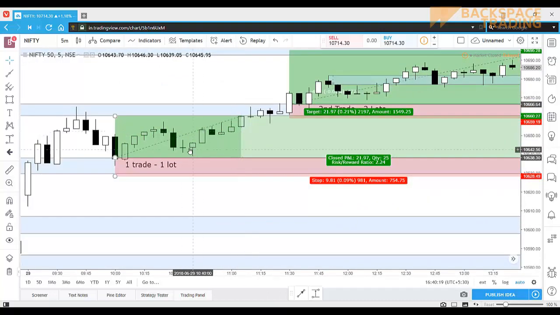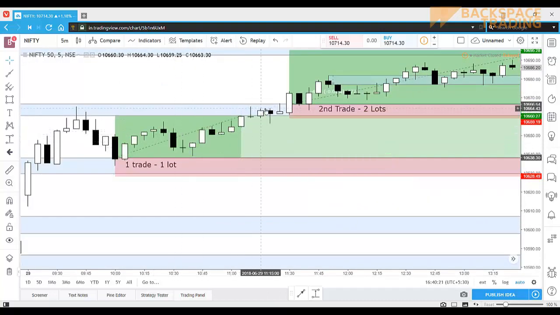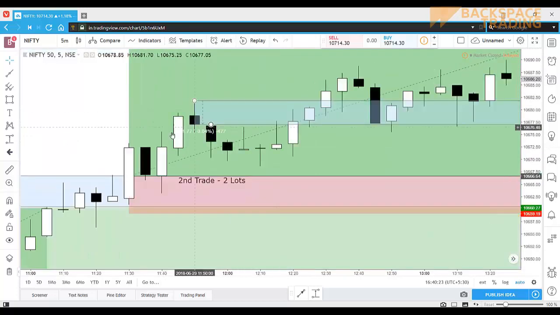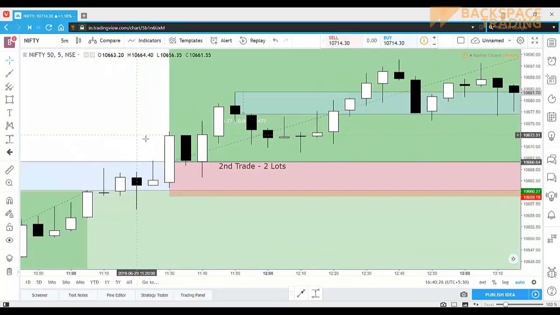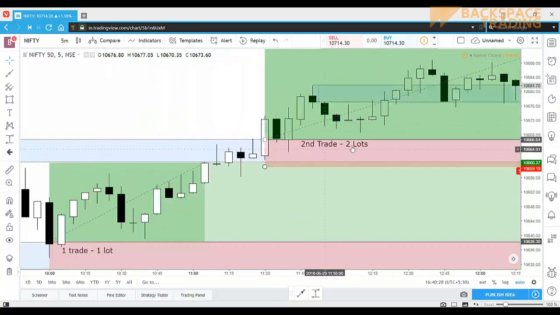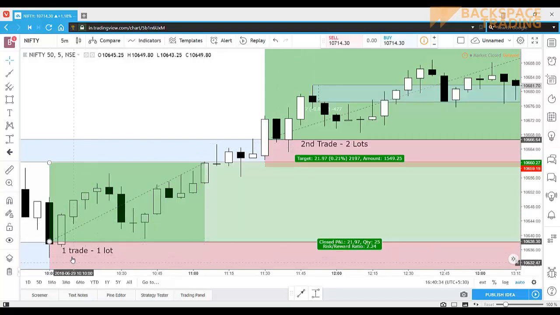Now see, once you master the support and resistance trading part, when you do advanced risk management, you enter 2 lots over here, because even if you lose twice, you don't end up in loss, because what you are trying to lose is the money that you gained over here.